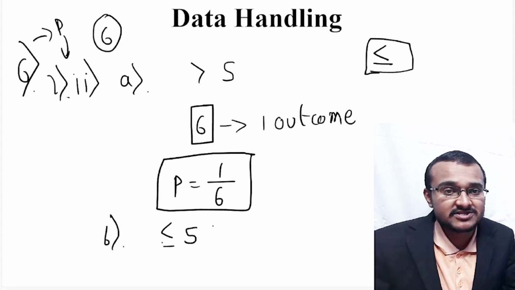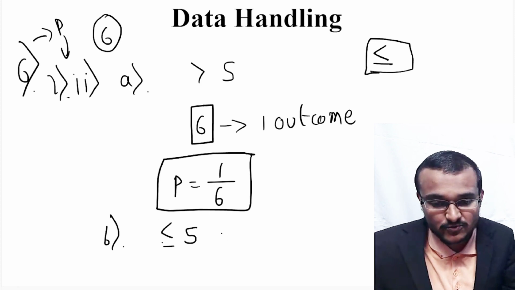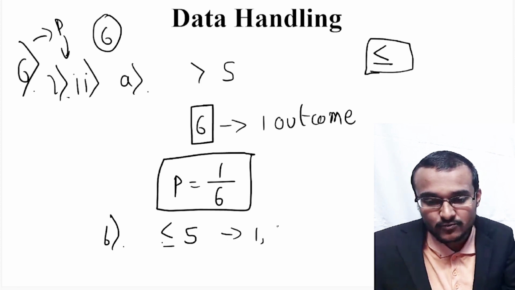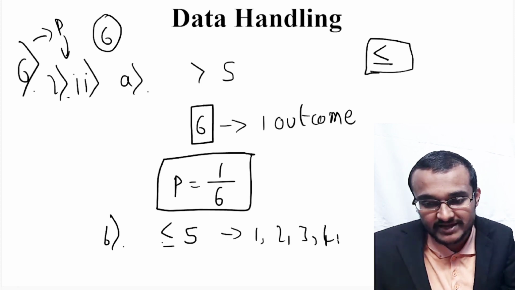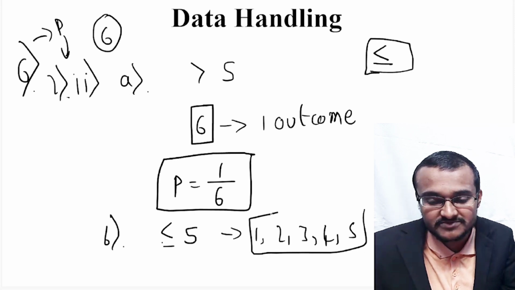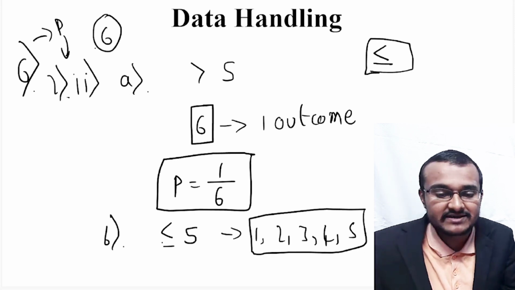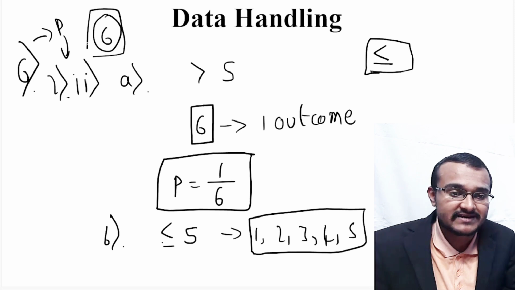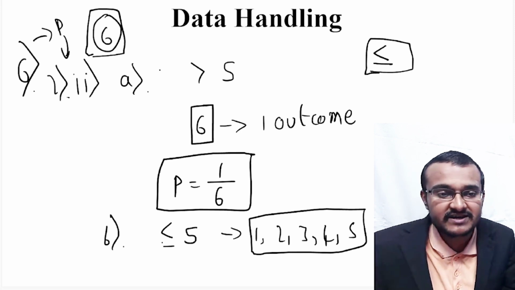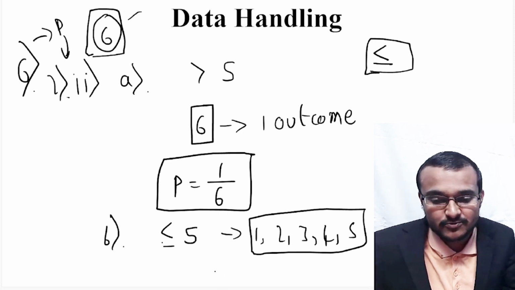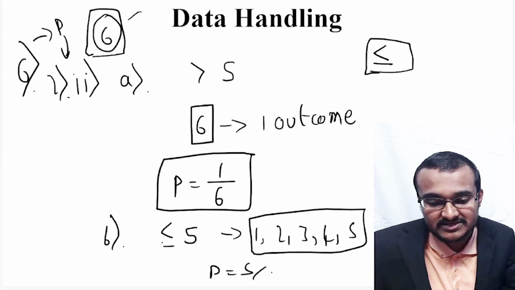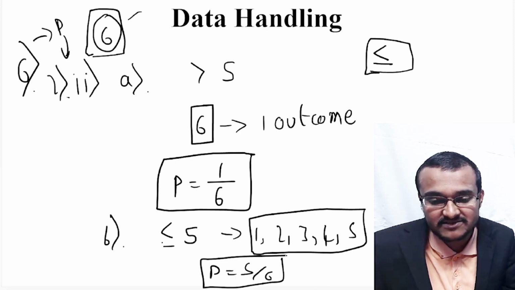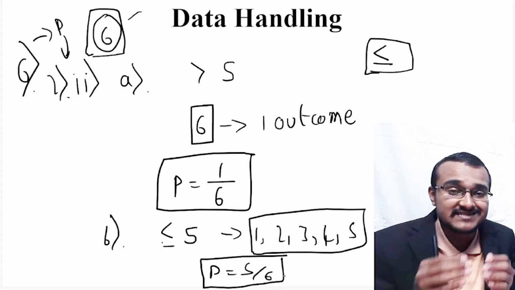I have already discussed this with you while solving the second question. So what were all the outcomes possible there? 1, 2, 3, 4, 5. So a total of 5 outcomes are possible, and total outcomes when you roll this particular die is 6. So possible outcomes are 5 and total outcomes is 6. So the probability will be 5 by 6. So 5 by 6 is the answer for question B in the second question.